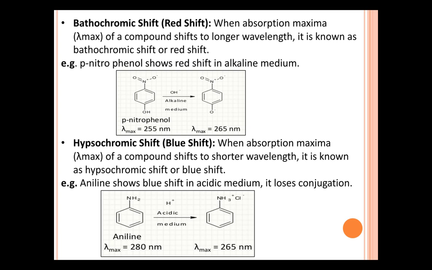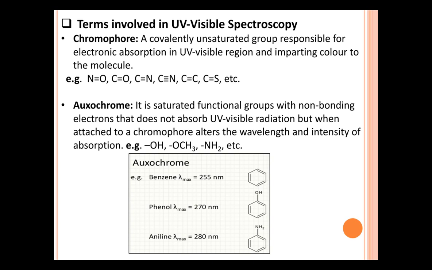Next term is bathochromic shift, which is also called red shift. When absorption maxima, meaning lambda max, of a compound shifts to a longer wavelength, it is known as bathochromic shift or red shift. Bathochromic shift can take place when we introduce an auxochrome, as you have seen in the previous example. Benzene had lambda max 255 nanometer, but when we attached an OH group to benzene, the lambda max became 270 nanometer, meaning there was an increase in lambda max value. So it is an example of bathochromic shift or red shift.